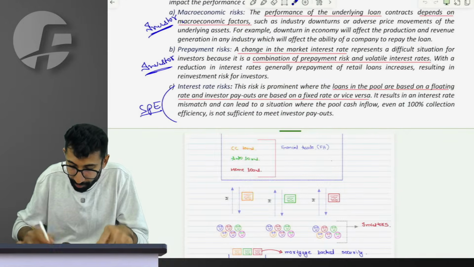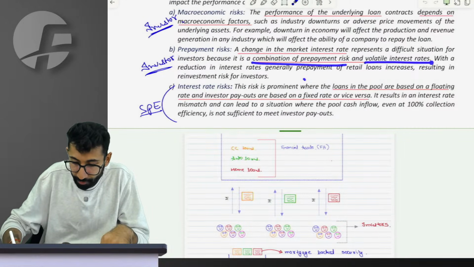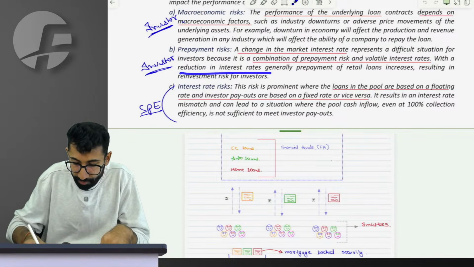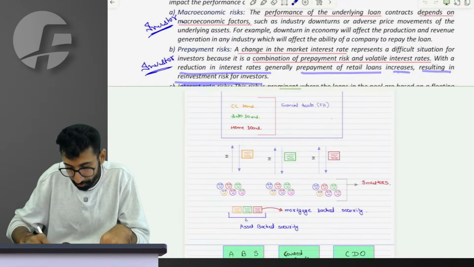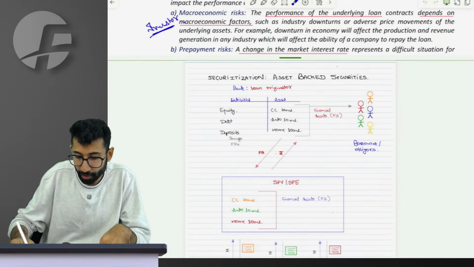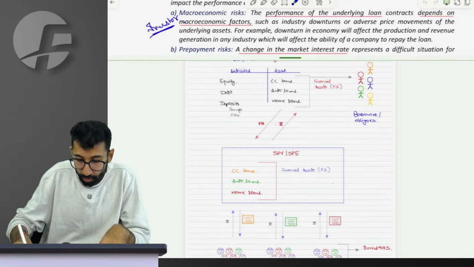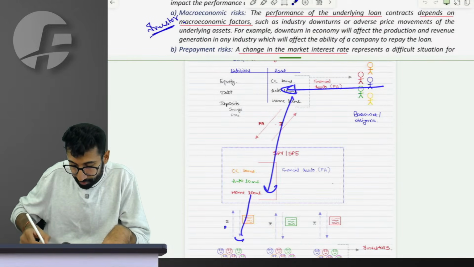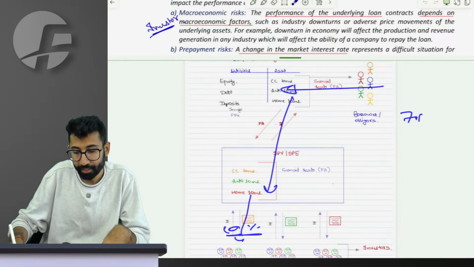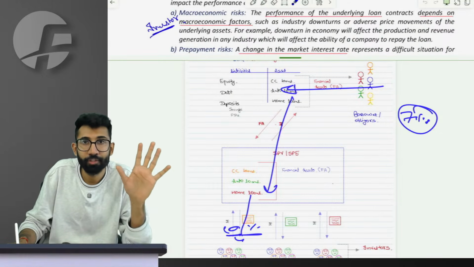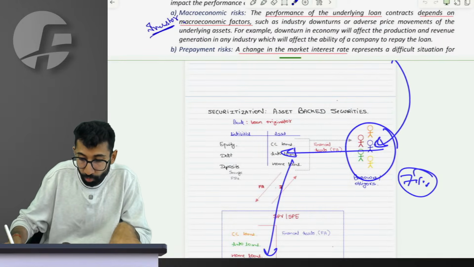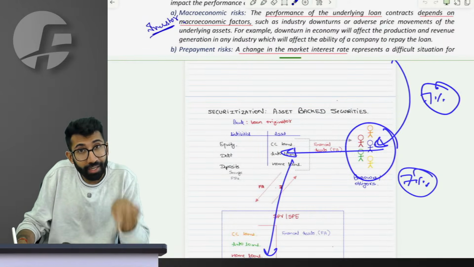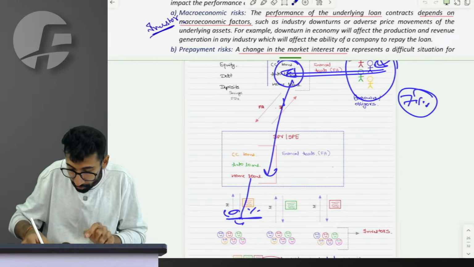Perfect. Sir, there is this point here. The combination of prepayment risk and volatile interest rate is the risk faced. With a reduction in the interest rate, prepayment of retail loans increases, resulting in reinvestment risk for the investor. Imagine that the rate of interest initially was 10. So they were giving you 10, you were passing on, for example, 10%. The rate in the market has now become 7. In fixed income securities, you have learned the YTM changes. Do you agree that these people, if they want, can take a new loan at the rate of 7%? Yes. By taking a new loan, they can repay the older loan.